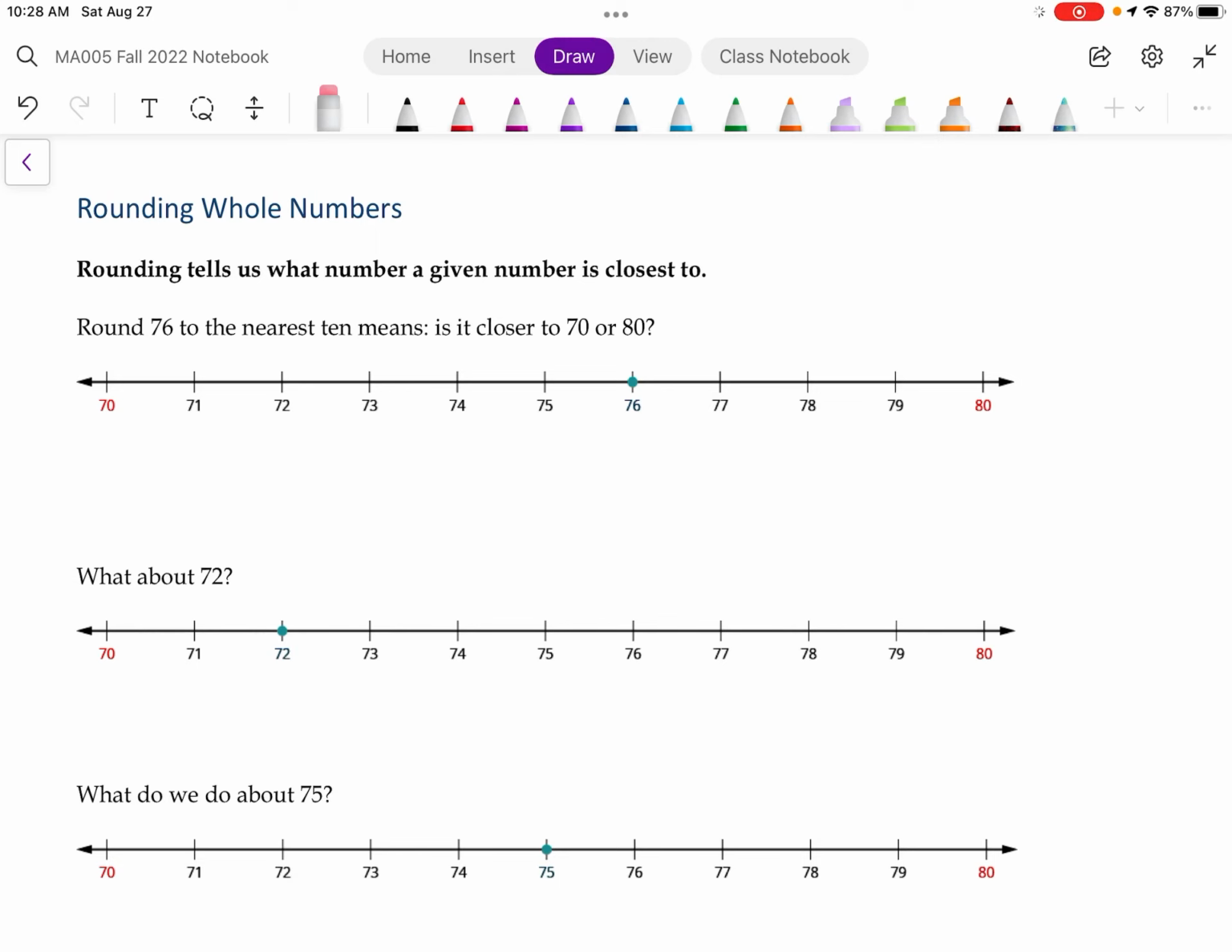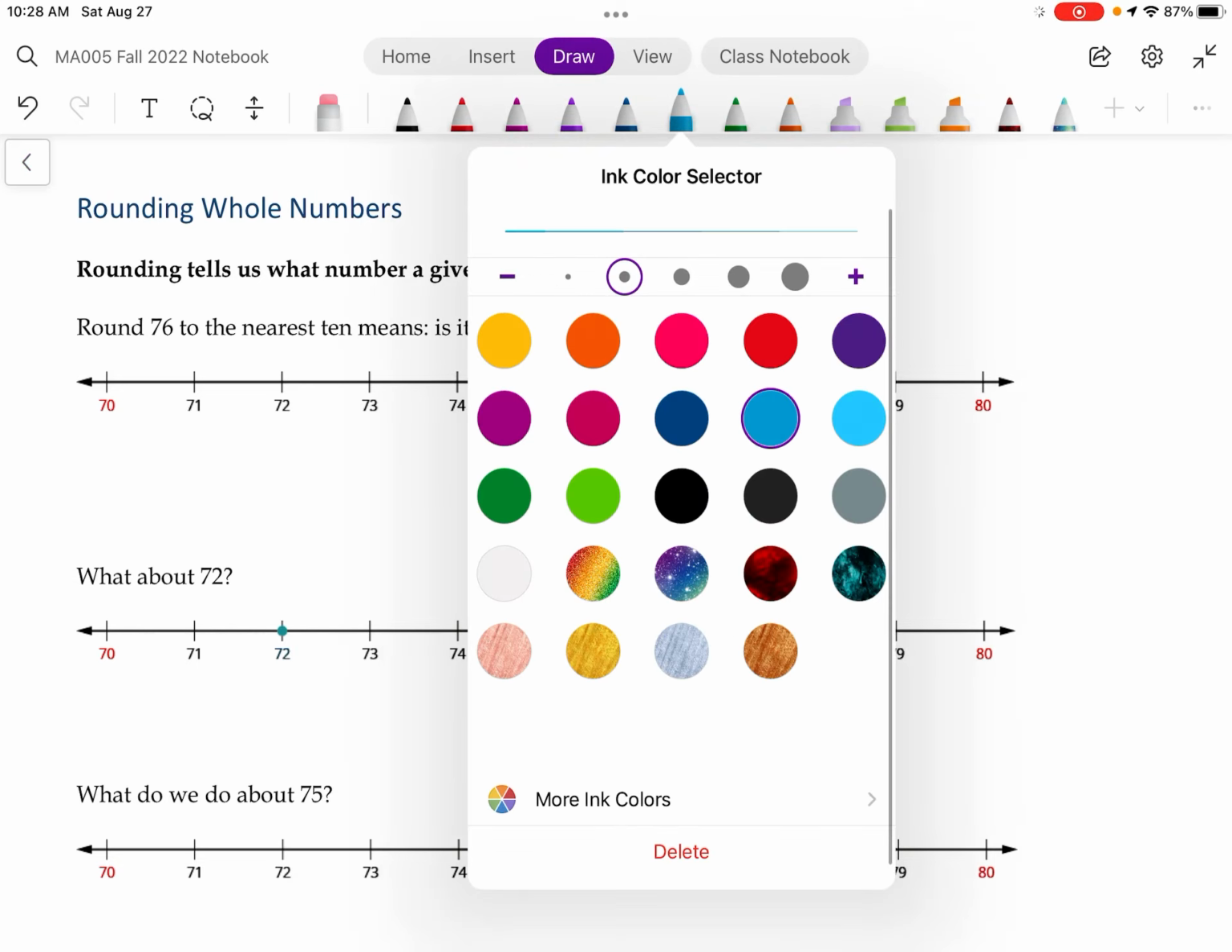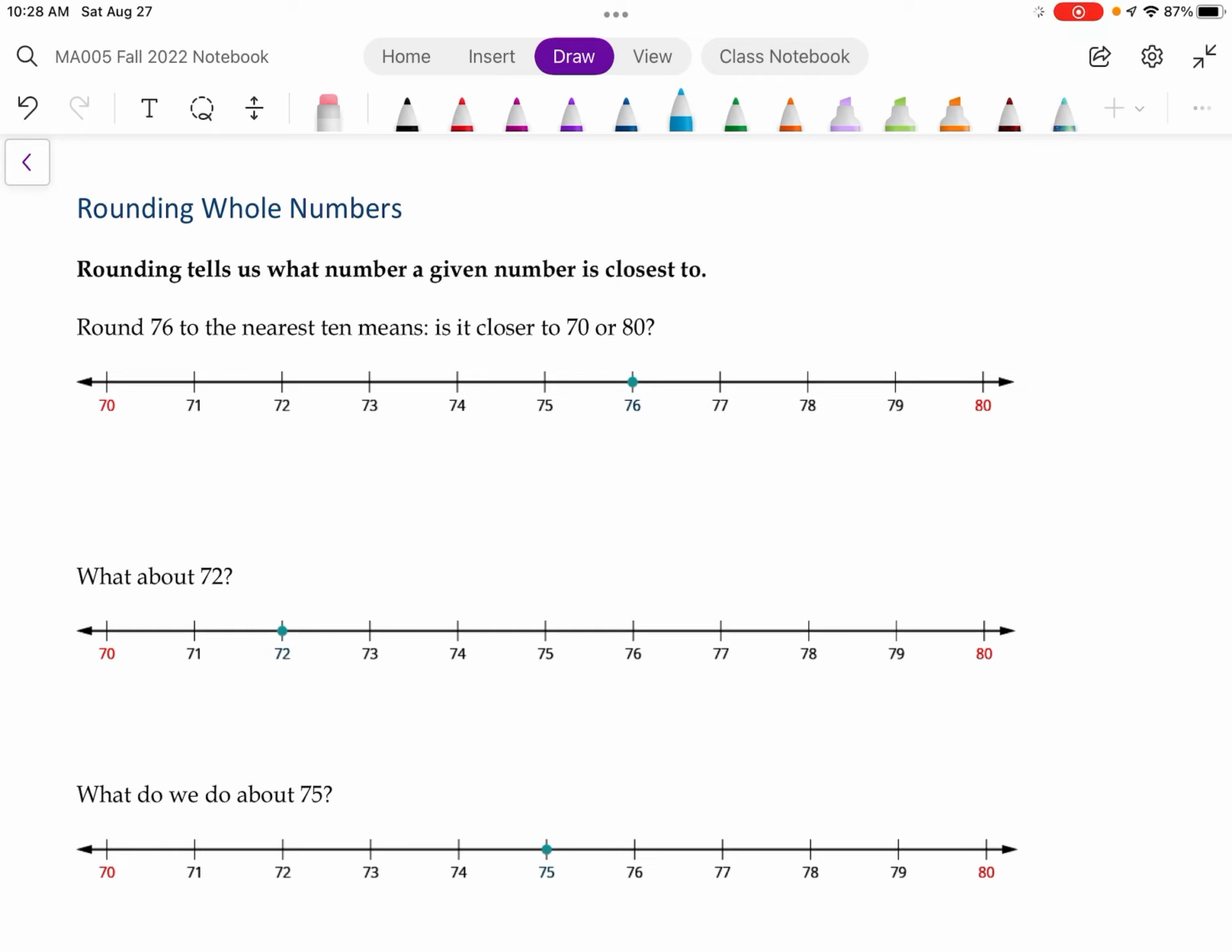So let's think about what's happening here. We're going to round 76 to the nearest 10. What that means is, is it closer to 70 or 80? So you've got to know your place values from what we just did before. One thing leads to another in math. So what we just did is important to be able to round. If you don't know your place values, you're not going to be able to round. So make sure you know your place values.